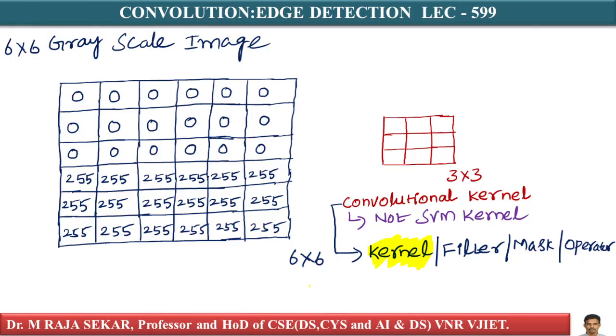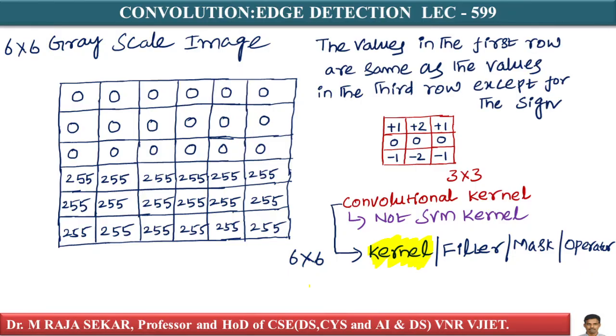There are multiple names to this matrix. In this matrix, I have values like this. I will explain why these values and things like that. Let's assume I have a 3 by 3 matrix that has values +1, +2, +1, 0, 0, 0, -1, -2, -1. The first thing you notice: the values in the first row are the same as the values in the third row except for the sign, isn't it? The values in the middle row are all 0.